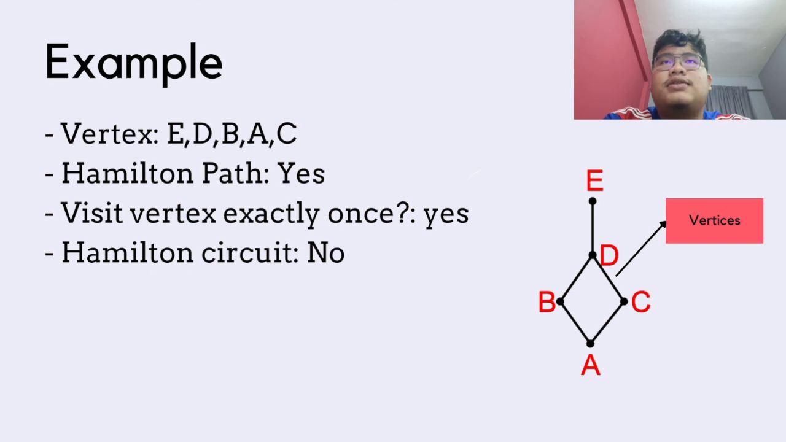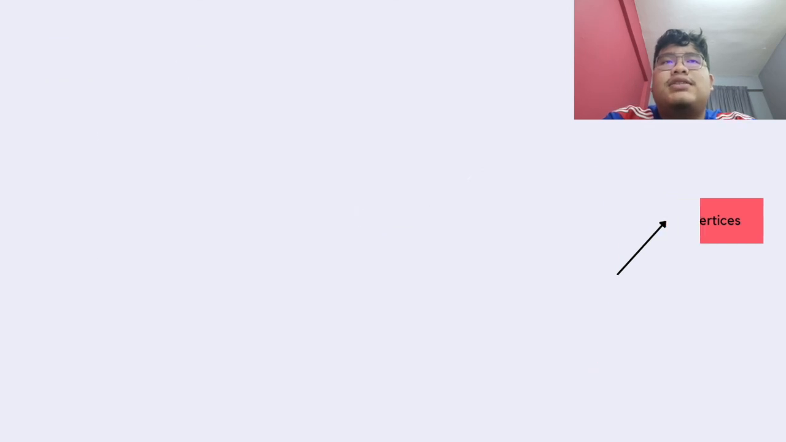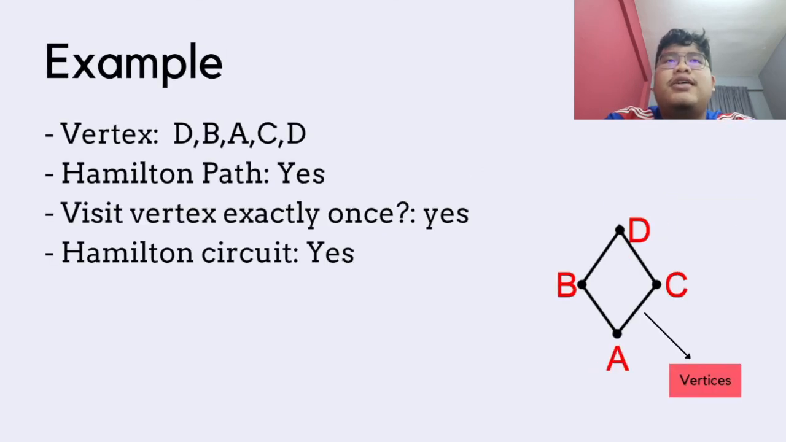Second exercise, the vertices go from D to B to A to C and to D. From what we have learned, is this a Hamilton path? Yes, because it only visits each vertex exactly once. Is this a Hamilton circuit? Also yes, because the vertices start from D and end with D.